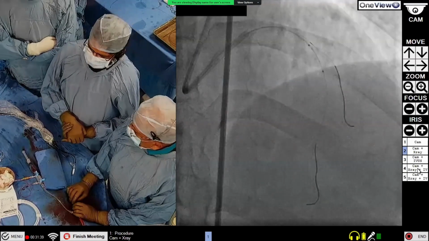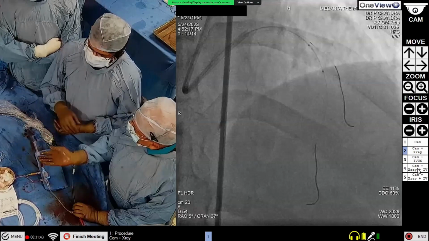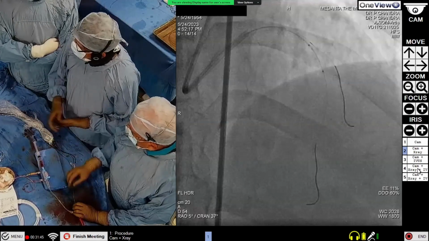So this is one of the ways to objectivize this procedure. But some people are doing it without this also, and with experience they say there's no need for FFR. Go up.